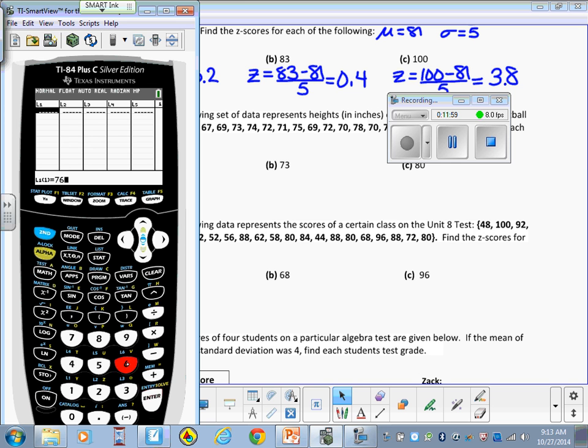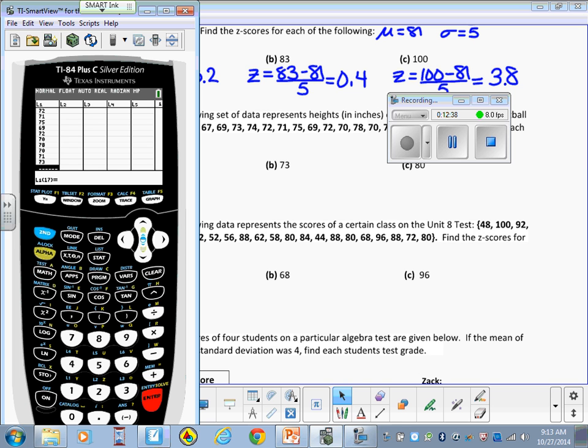76, 66, 67, 69, 73, 74, 72, 71, 75, 69, 72, 70, 78, 70, 71, 73. Let's see, I've got 1, 2, 3, 4, 5, 6, 7, 8, 9, 10, 11, 12, 13, 14, 15, 16. Okay, I entered the correct number of values.